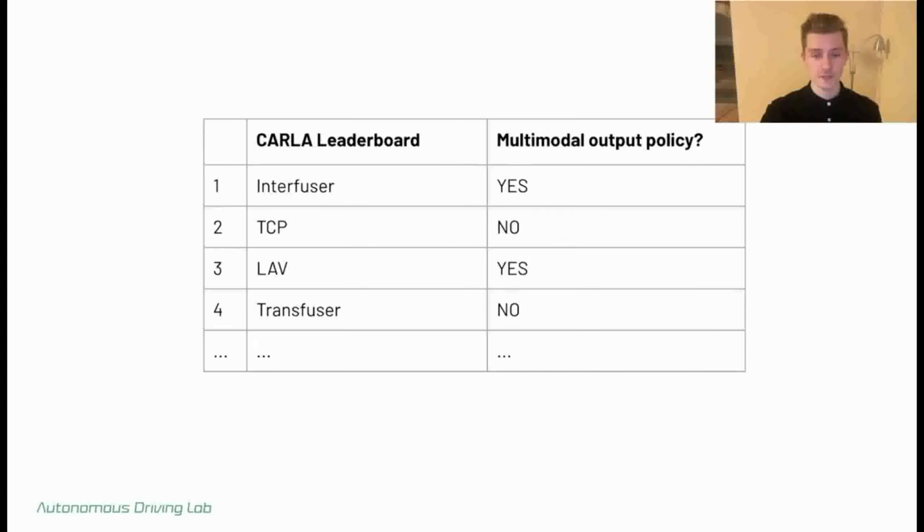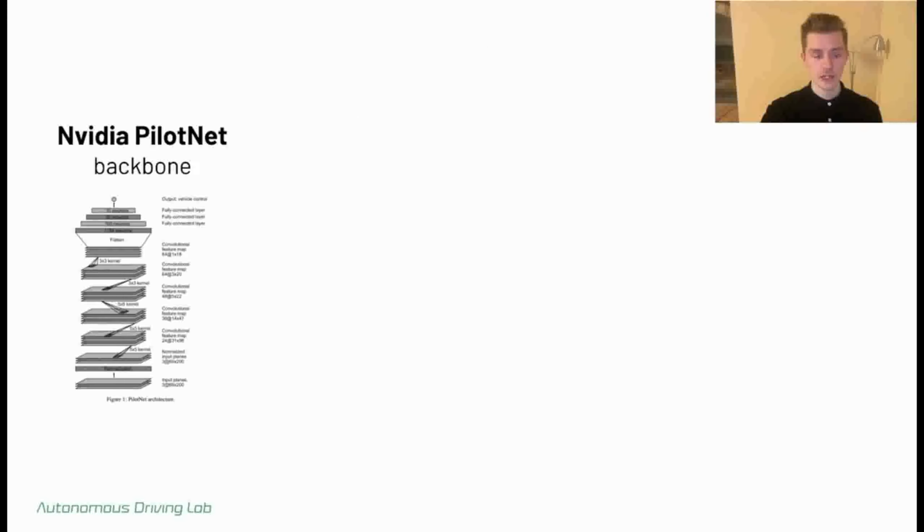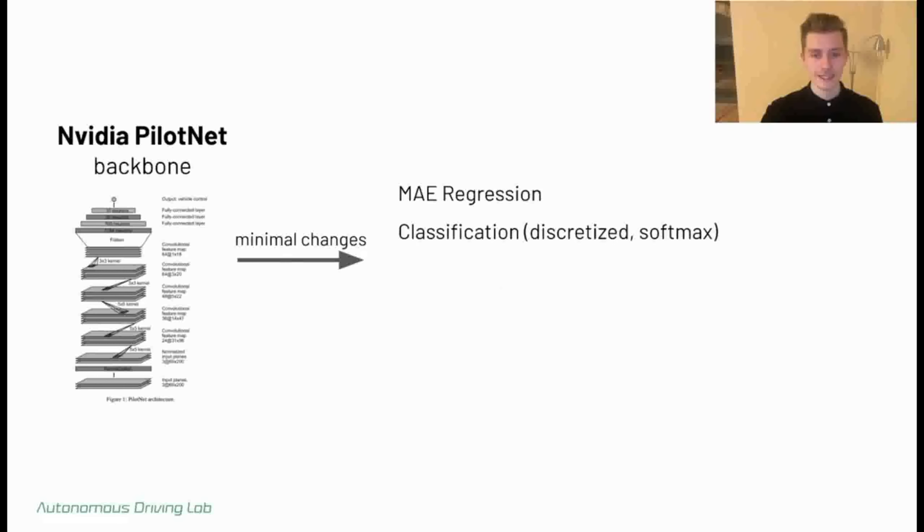So it is hard to tell if it is important because they all use different architectures and often different training data. Energy-based models have recently been shown to effectively model multimodalities and are easy to implement and train, so we use them as our case study. We take NVIDIA PilotNet as a popular architecture backbone, and we modify it to several model formulations, such as the standard regression, classification, Gaussian mixture, and energy-based. We wanted to see if multimodal models performed better than the standard policy shape.